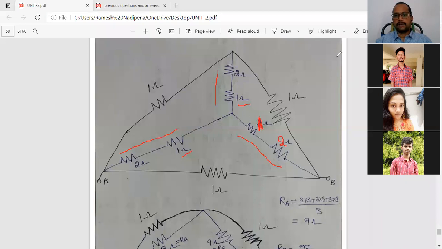Now all of you draw this diagram. This is step number 2. Draw this diagram, all of you. Now the circuit consists of one inner star and outer delta. The circuit consists of inner star connected elements and outer delta connected elements. Draw the circuit diagram, all of you.